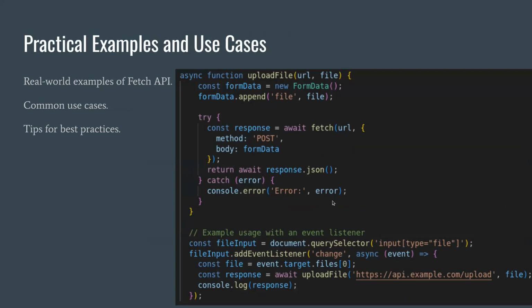Here are practical examples and use cases. This will be the last example. Here is a practical example showing one of the common use cases of the Fetch API, which is uploading a file, but there are other common cases of handling various data formats, configuring requests, and applying best practices.